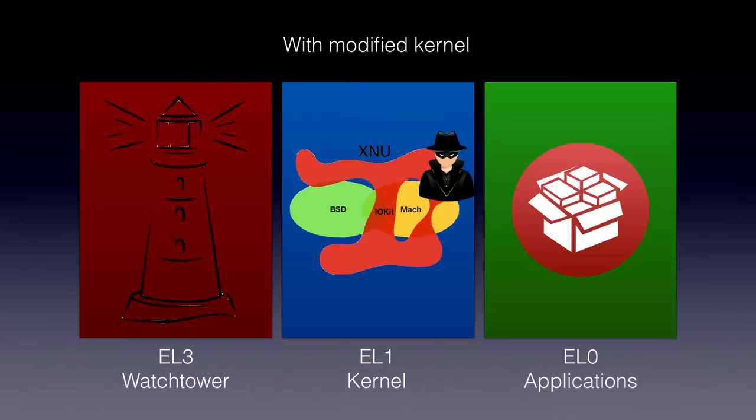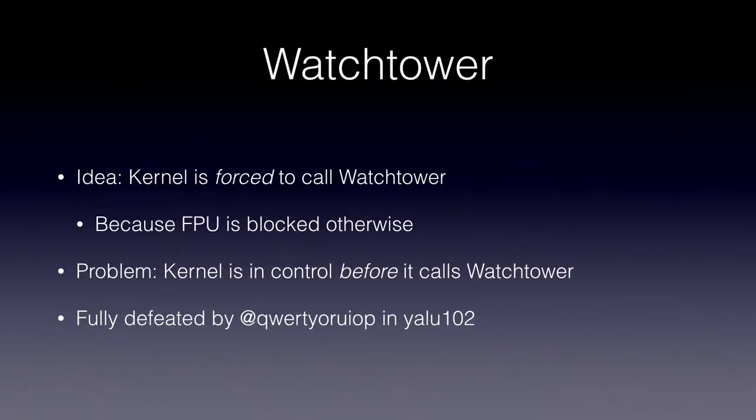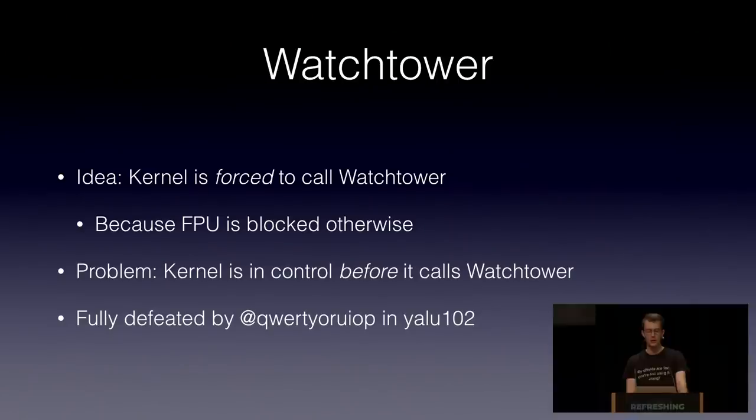However, with a modified kernel, when Watchtower scans the kernel and detects a modification, it would just panic. So the idea is that the kernel is forced to call Watchtower because the FPU is blocked otherwise. But the problem at the same time is that the kernel is in control before it calls Watchtower. And this was fully defeated by Qwerty in Yalu 10.2.